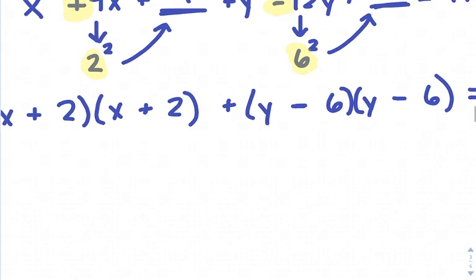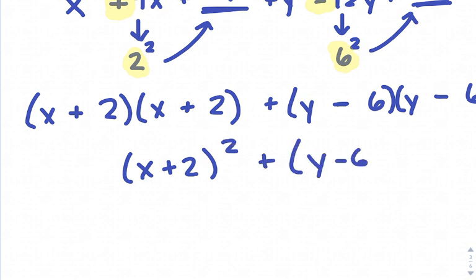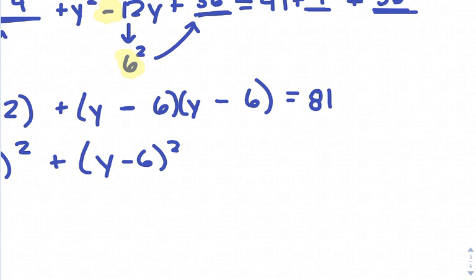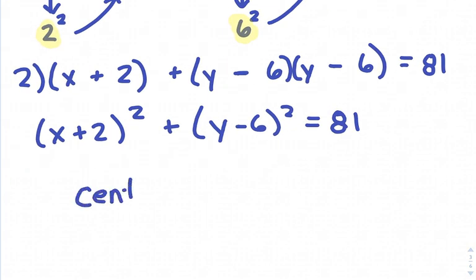So now I just have to write this in my circle equation because I know this isn't it. It has squares in it. So to condense this, it would be (x + 2)². To condense this, it's (y − 6)² = 81.